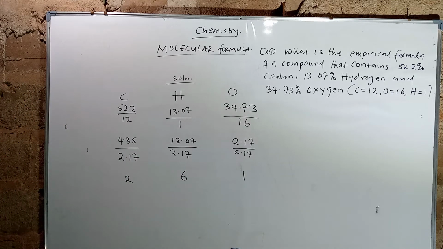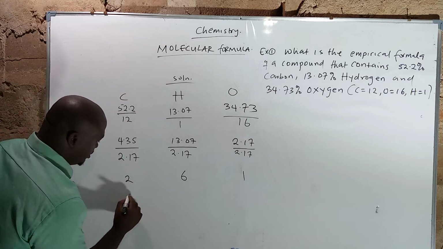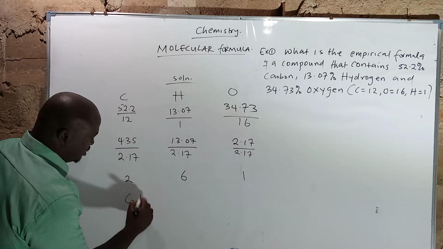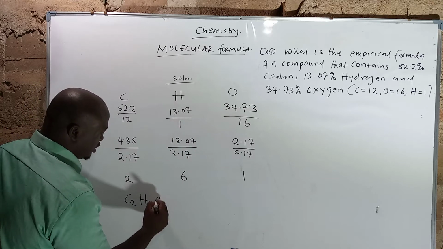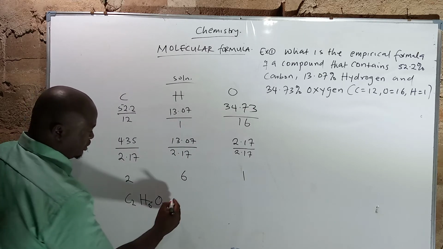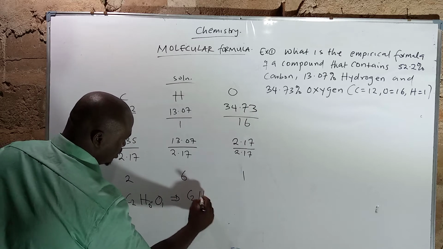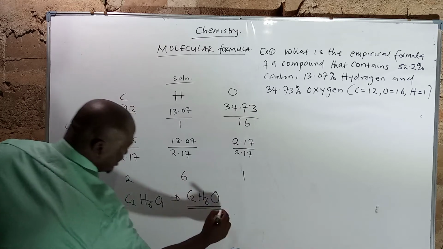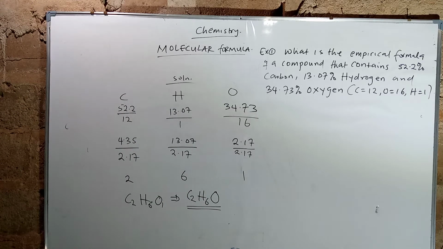Now, the question is to calculate the empirical formula. And please note this: the empirical formula of a compound is the smallest formula of the compound. In this question, the empirical formula is, you can see, carbon is 2, hydrogen is 6, and oxygen is 1. So it's simply C2H6O, and that is your answer. That is all there is. It's so simple.